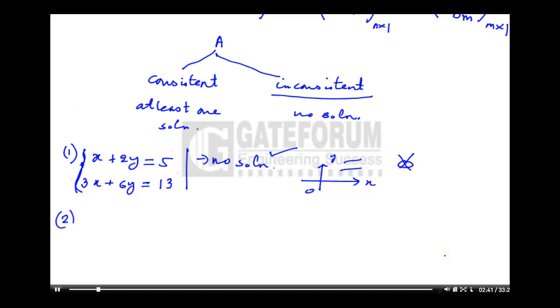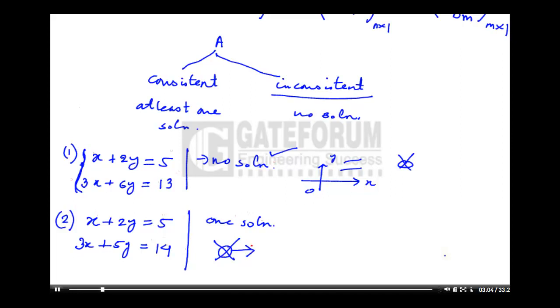Second example, consider x plus 2y equal to 5 and 3x plus 5y equal to 14. Now this system has exactly one solution. If you draw its graphs on the xy plane, the lines intersect at a common point that denotes their solution point.